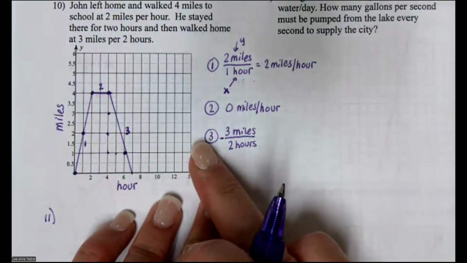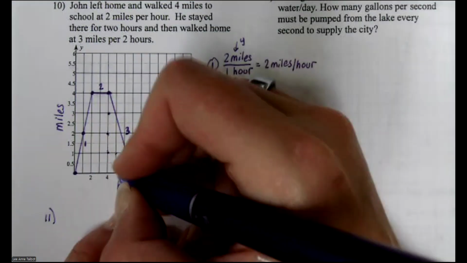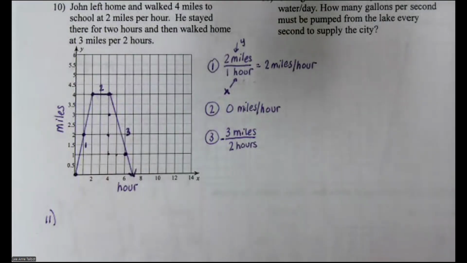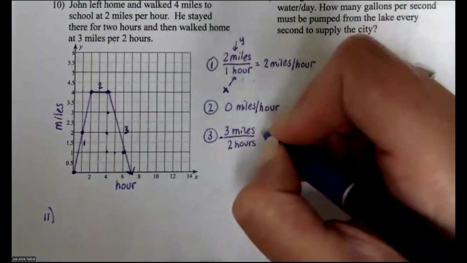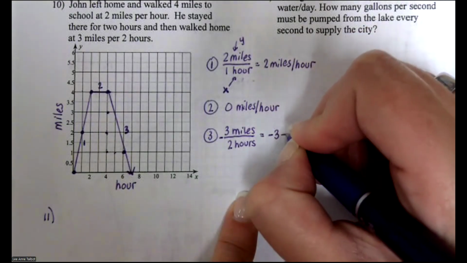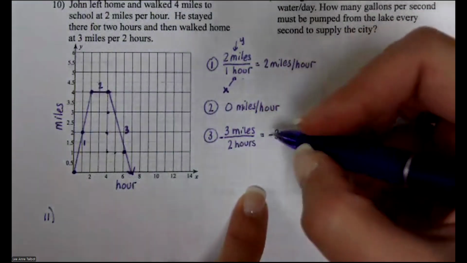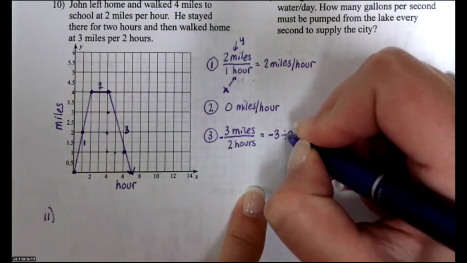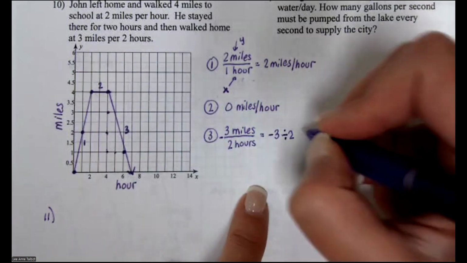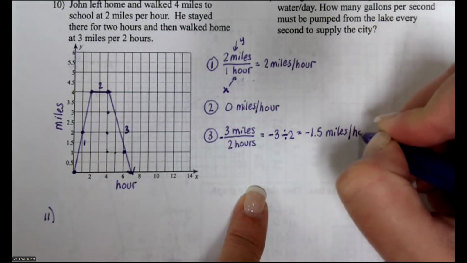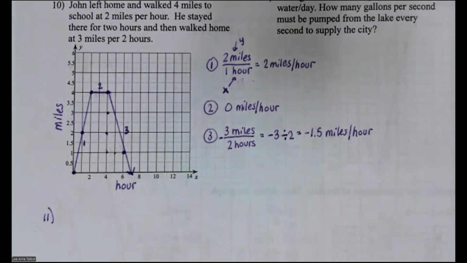Okay, and this is really important that you have the negative here, because you need to know that since he's walking back, the slope is negative. Then you go on the calculator and do -3 divided by 2, and get negative 1.5 miles per hour.